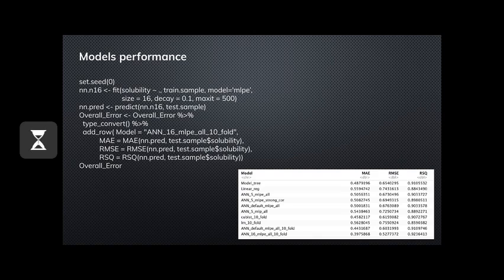The performance is quantified by MAE, RMSE, and RSQ, and I save all these errors for each model into a large table called overall error. The overall error looks like the red bottom table here. So it has 4 columns. The first column is the model name. The other columns are the errors.